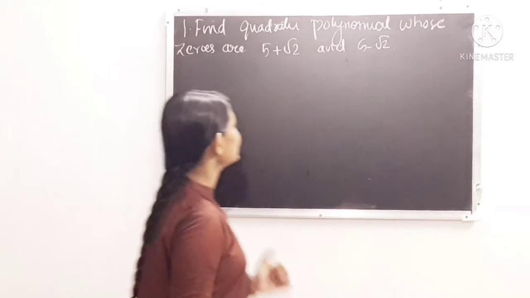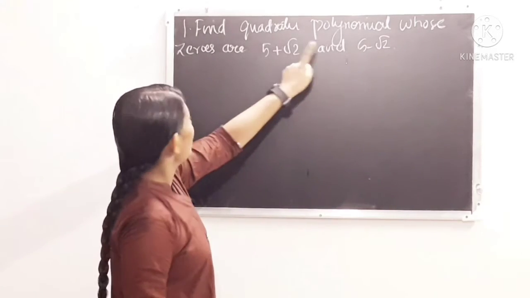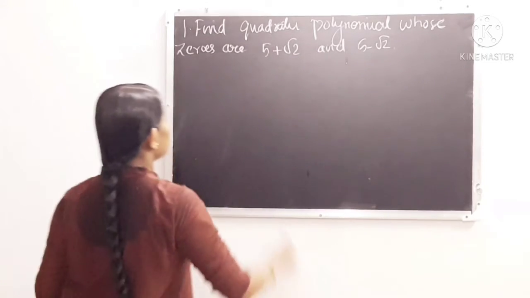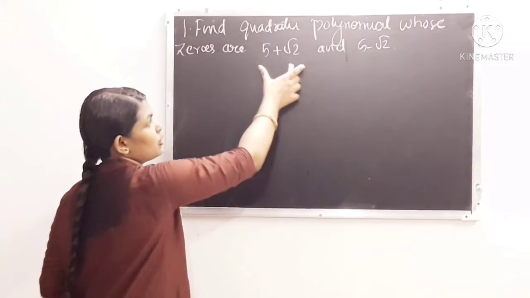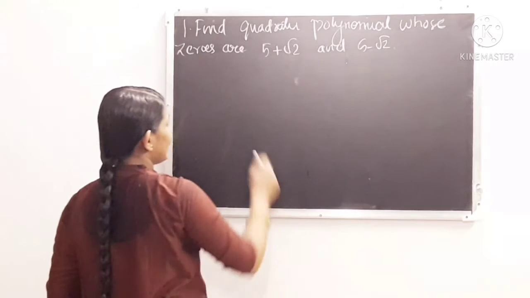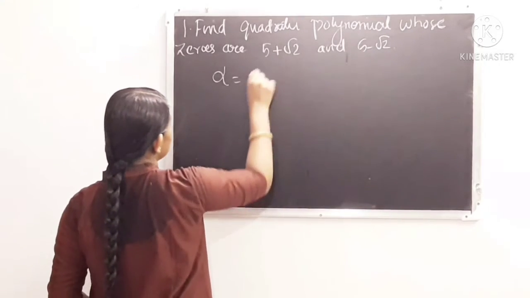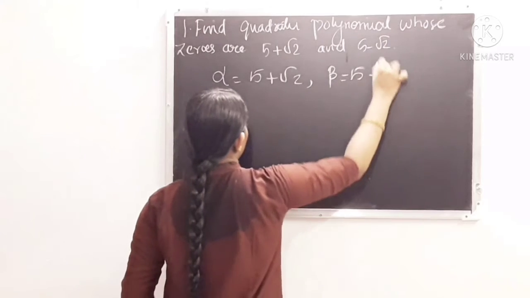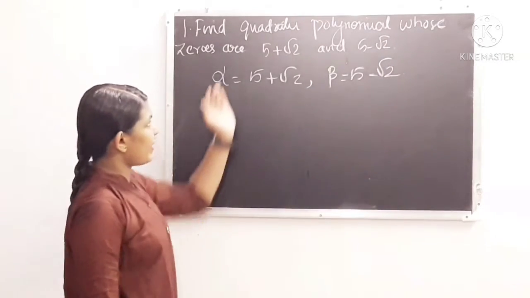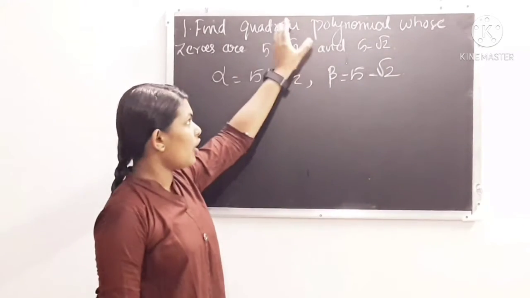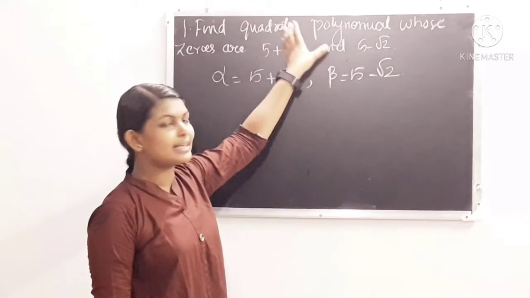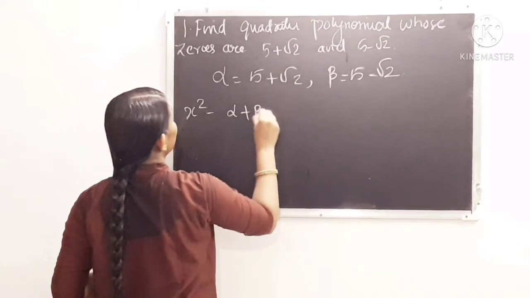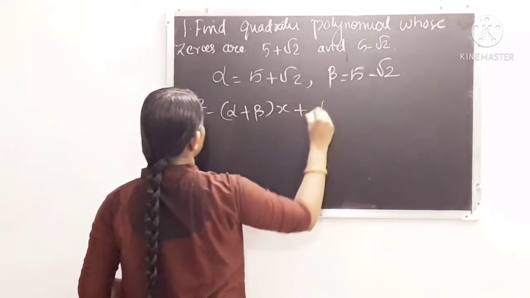The first question is, find a quadratic polynomial whose zeros are 5 plus root 2 and 5 minus root 2. So the roots are given as 5 plus root 2 and 5 minus root 2. So we can take alpha as 5 plus root 2 and beta as 5 minus root 2. Okay. So we are required to find the quadratic polynomial. We already discussed that a quadratic polynomial can be written as x square minus sum of its roots into x plus product of its roots.